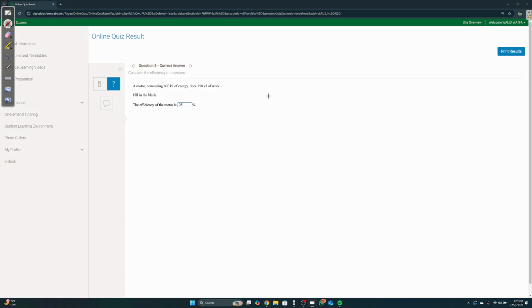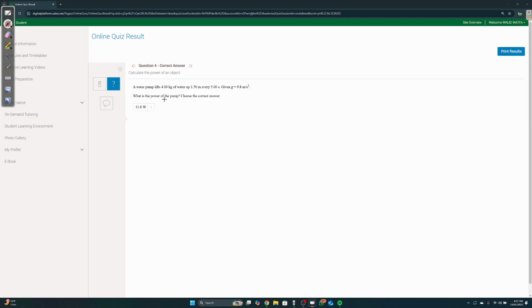A motor consumes 600 kilojoules of energy and does 150 kilojoules of work. Obviously, what's the efficiency going to be? Efficiency is going to be work out over work in times 100. So it's going to be 150 over 600 times 100, which is 25%.